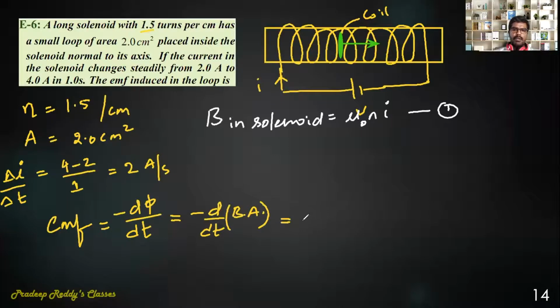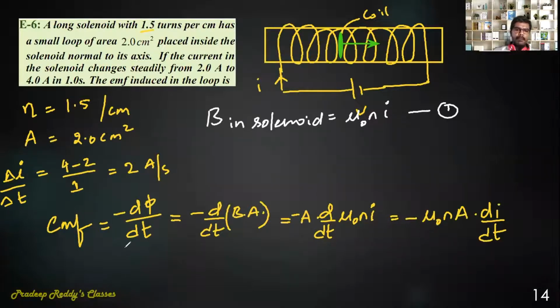This is equal to minus A into d by dt of the magnetic field due to the solenoid, which is mu naught N i. Mu naught N is constant. You can just write it out. It is minus mu naught N into capital A into di divided by dt. This is the equation for EMF developed in the coil. So EMF developed is equal to minus mu naught N A into di by dt. This is equation number 2.